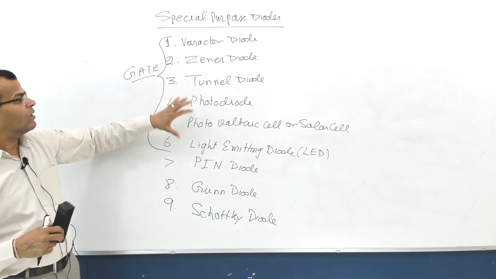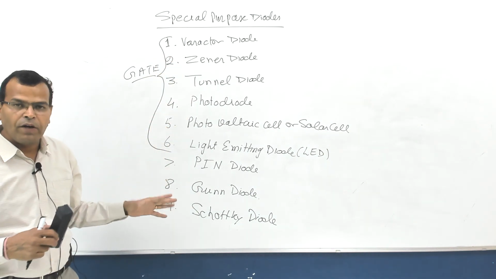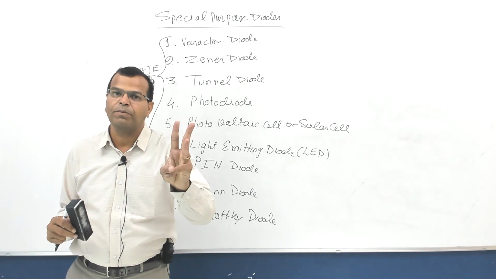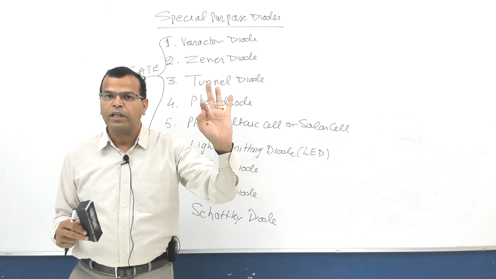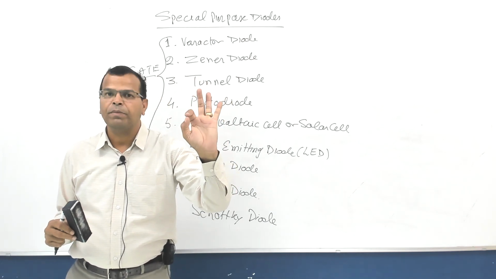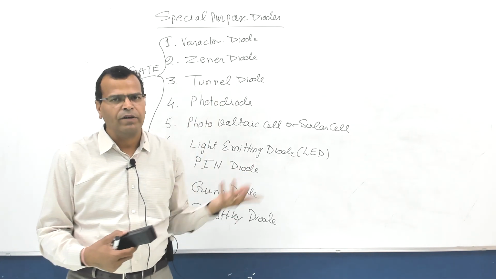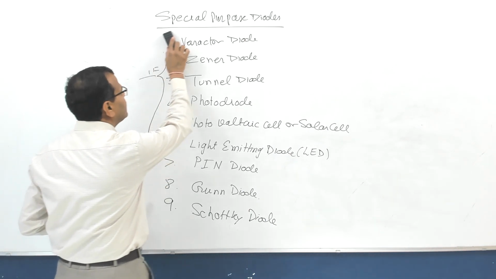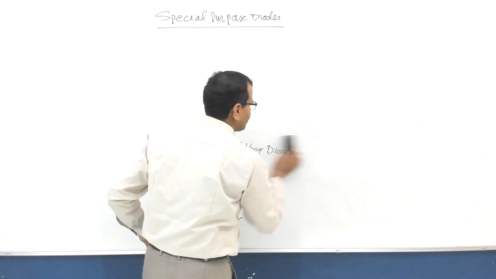I will put stress on the GATE because of course that is numerical part, but definitely I will be covering almost every concept for all the 3 exams, rather 4 exams: GATE, IES prelims, IES mains and civil services mains, and of course other PSUs are automatically covered, whatever we are going to cover for these exams. Fine. So let us talk about the first diode, that is Varactor diode.